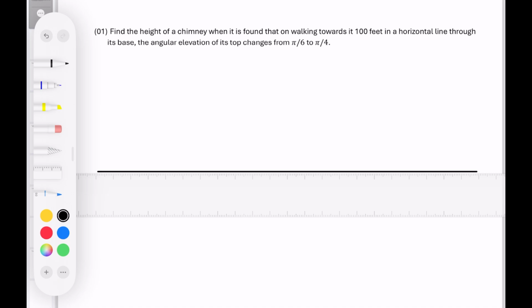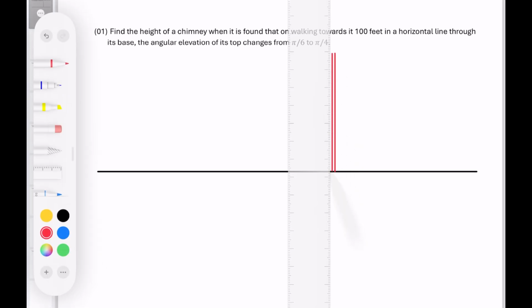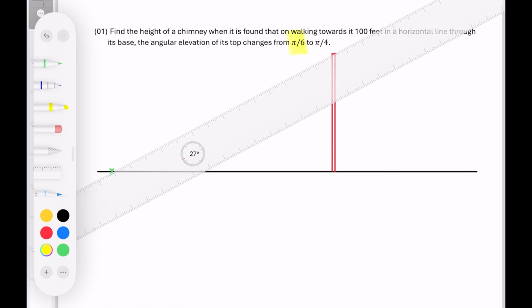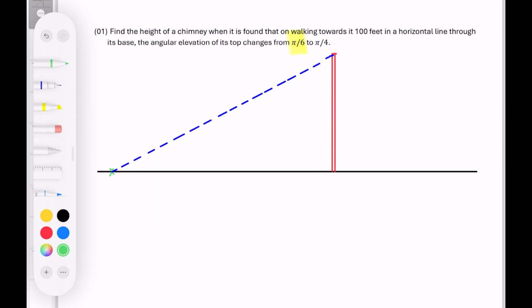And we have a chimney. It's going to be a vertical chimney. Let's assume that this is our chimney. Somebody is looking at that chimney from a point on this horizontal plane, let's say somewhere here. The initial angle of elevation of its top is pi over 6. That means if I connect this starting position with the top of the chimney, that angle is going to be pi over 6. Let me label the angle as pi over 6.